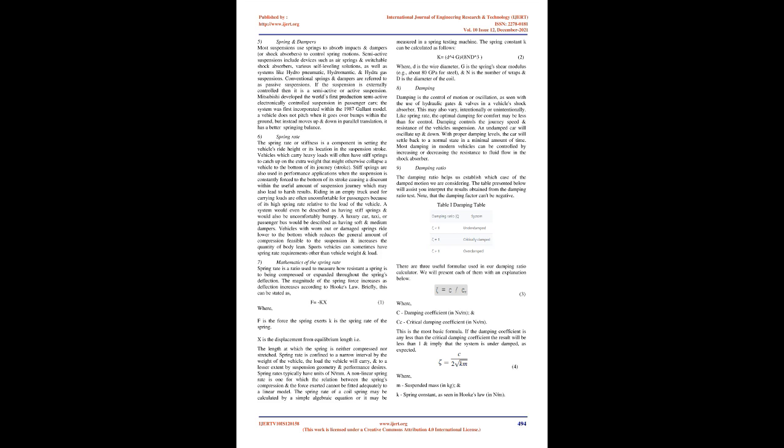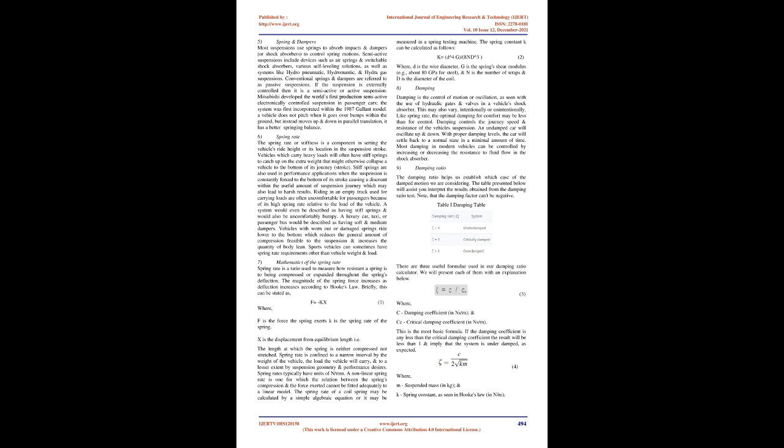3. Road holding. Road holding is the degree to which a vehicle maintains contact with the road surface in various types of directional changes, as well as in straight-line motion. 4. Unsprung weight. Unsprung weight is the weight of the vehicle modules between the suspension and the road surface: rear axle assembly, steering knuckle, front axle, wheels. 5. Springs and dampers. Most suspensions use springs to absorb impacts and dampers, or shock absorbers, to control spring motions.